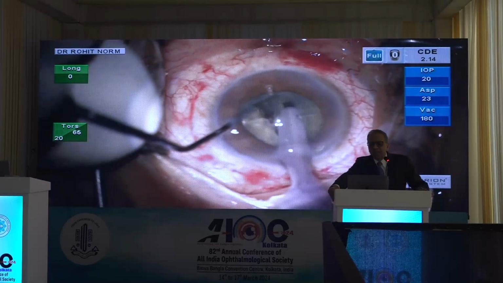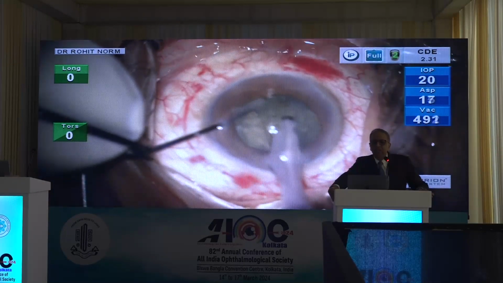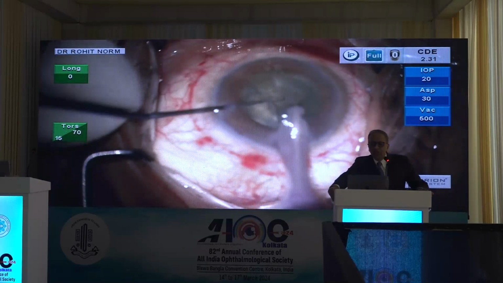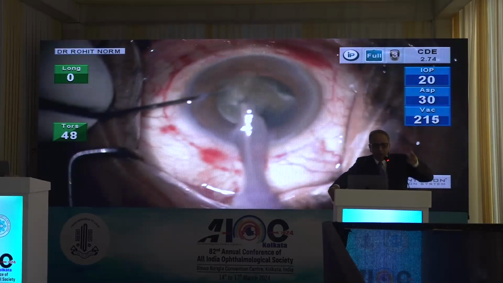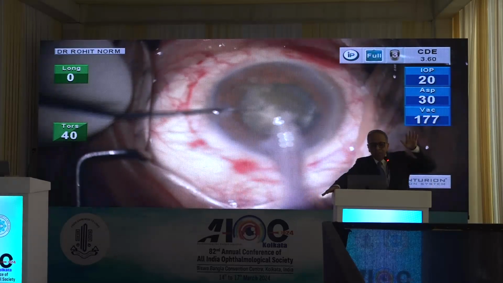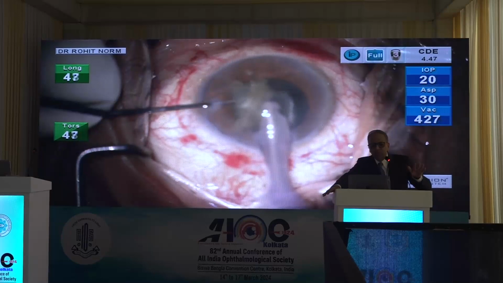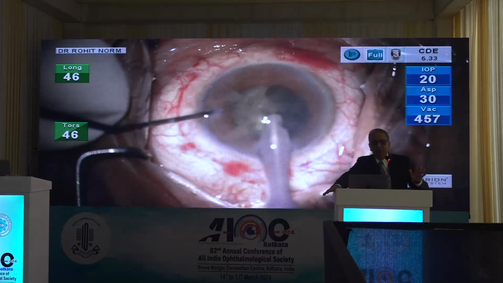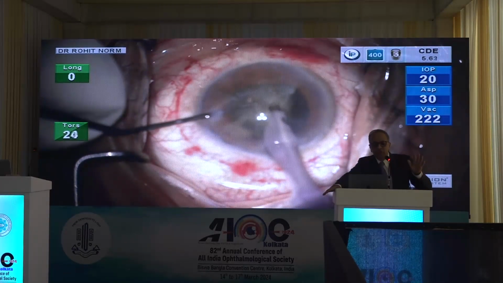Once this complete separation of the nuclear fragment is done, I know that the posterior capsule is going to be exposed. So this low IOP is helping me because there is less fluid being infused into the anterior chamber. There is less posterior bulging of the posterior capsule. As has been shown by Vasavada, even with an intact capsule, you can have an anterior hyaloid phase rupture if you use high fluidics.